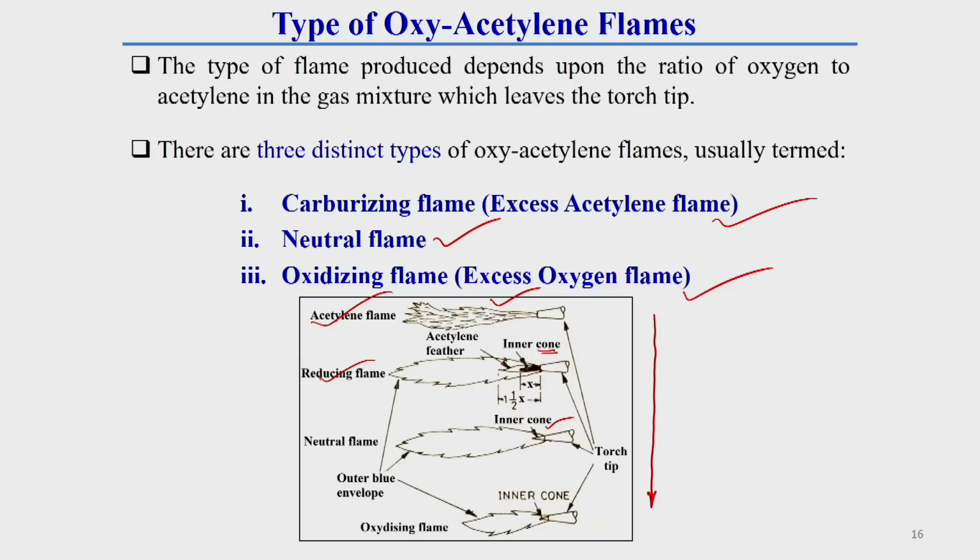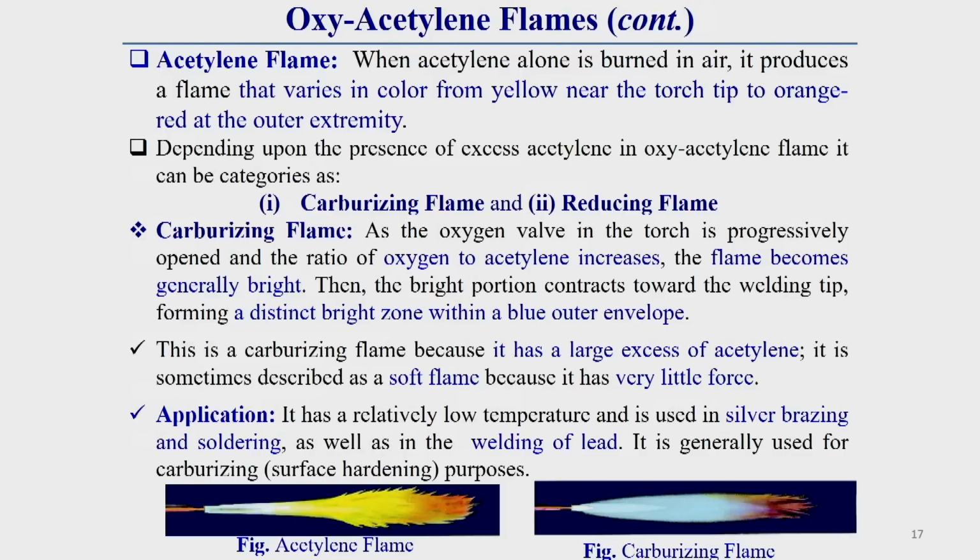That means the acetylene flame has lower temperature than the reducing flame, and the oxidizing flame has a higher temperature than the acetylene flame. The temperature keeps increasing as the proportion of oxygen increases with the acetylene gas. That is why among these, the oxidizing flame has the highest temperature and the acetylene flame has the lowest. I will discuss these different types of flame one by one in detail. First of all, I will discuss the acetylene flame.